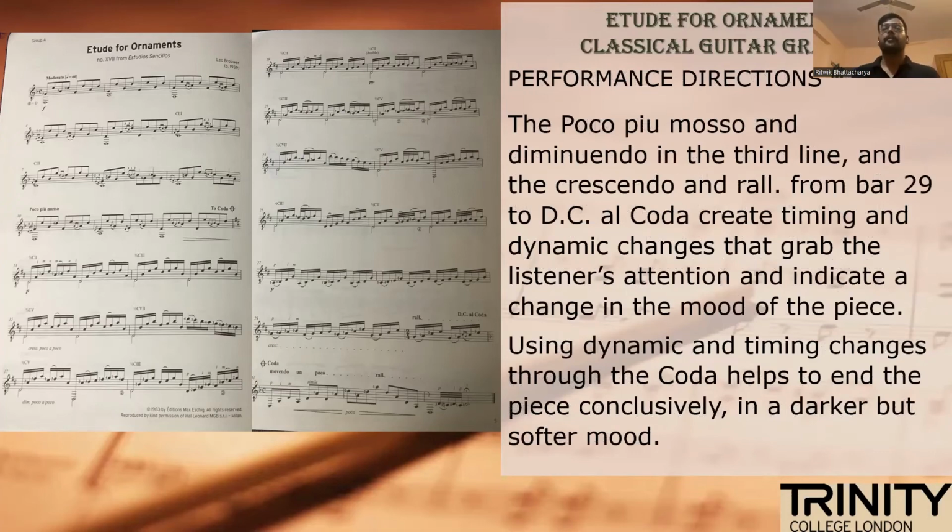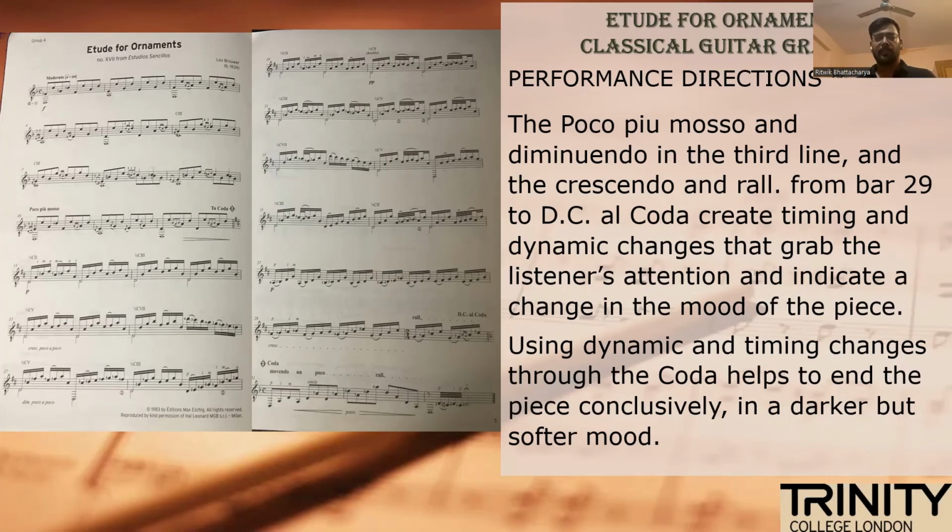Up next, we have performance directions. The poco più mosso and the diminuendo in the fourth line, I've written third by mistake, I apologize, and the crescendo and rallentando from bars 29 to the DC al coda create timing and dynamic changes that grab the listener's attention and indicate a change in the mood of a piece.